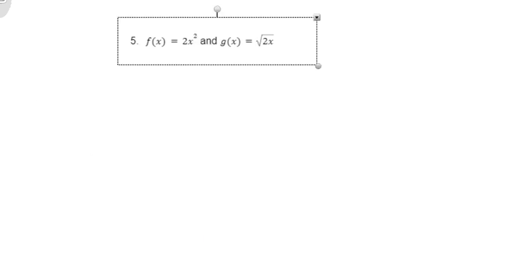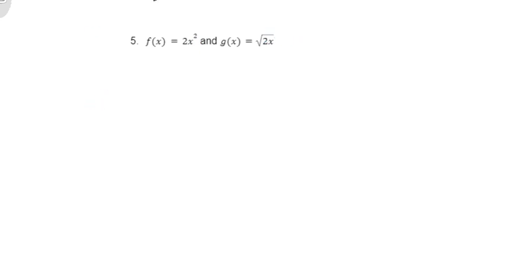Now for number 5, we have 2x squared and the square root of 2x. I picked this one because a lot of people get freaked out by radicals, so we're going to work on that and eventually do some more with radicals to help allay that. The first thing we're going to do is find g of x, because we do f of g of x first. You work from left to right on these. So g of x is equal to the square root of 2x.